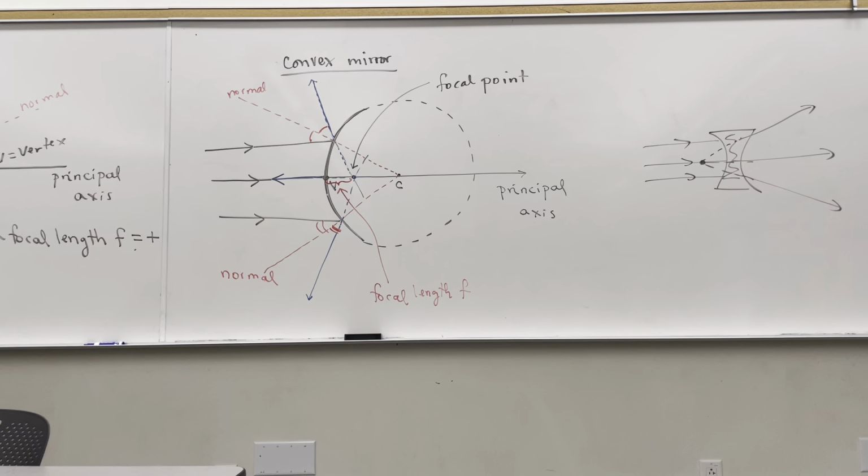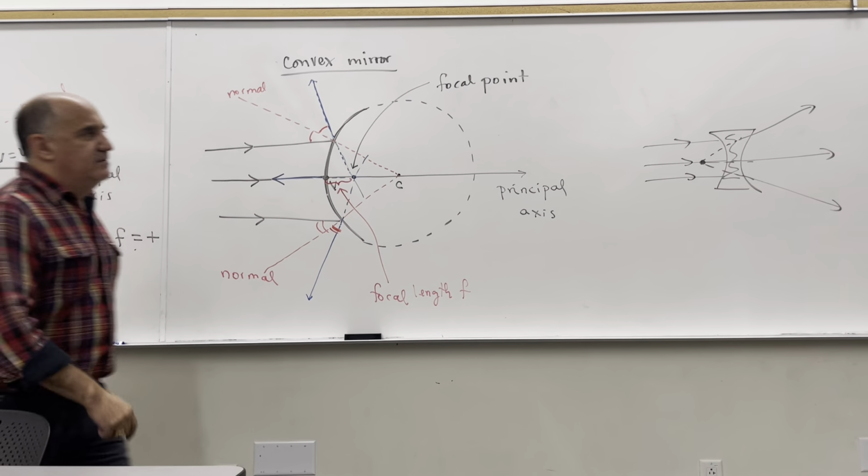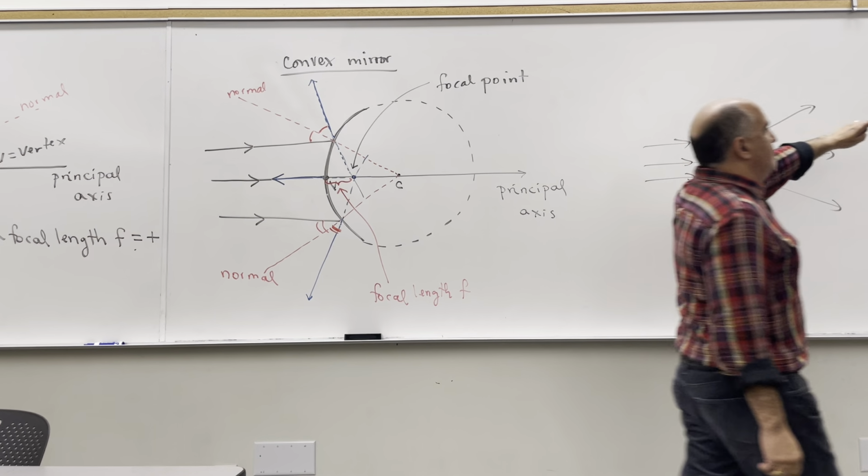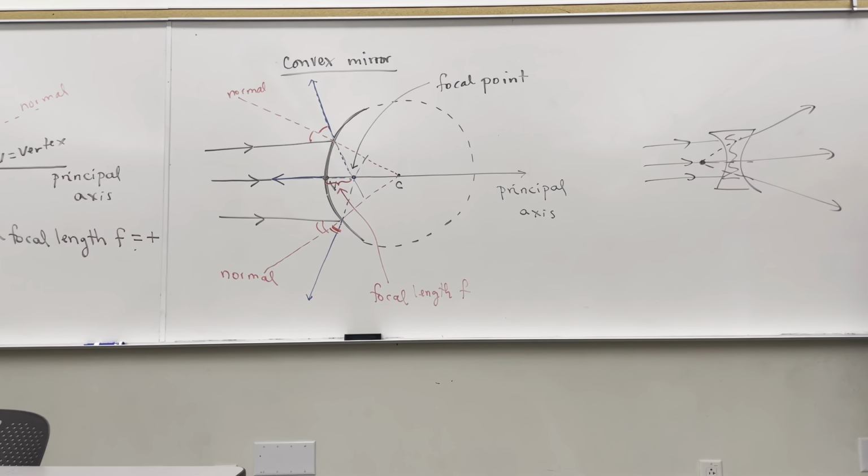Sometimes the question is, so what was it? Was it a concave or convex mirror or lens? So plug it into this formula, and if F comes out positive, if it was a lens, it's a convex lens. But if it was a mirror, it's a concave mirror.